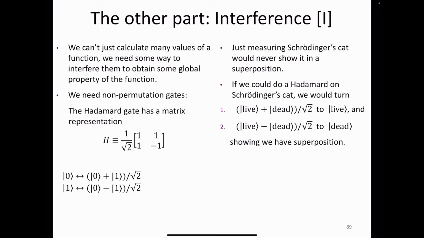Another part we need to talk about is interference. So we can't just calculate many values of a function. We need some way to interfere them to obtain some global property of the function. So we need a non-permutation gate. The Hadamard gate, for example, is in a matrix representation as given here, which takes this definite state 0 into the superposition state. So another way of writing it, we wrote it down this way before for the superposition of 0, which is exactly the same as this one here, and same for 1 with a different relative phase here, okay?